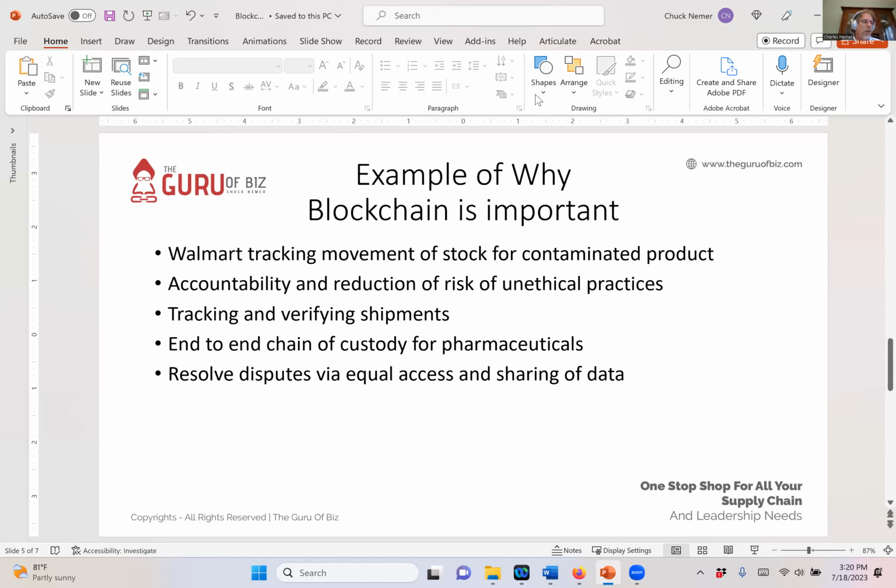So for examples, what you see here in the process is Walmart tracking movement of stock for contaminated product, accountability. Hopefully we can take down the risk if there's unethical or illegal practices, tracking and verifying, especially in pharmaceutical, where we have that proven end-to-end chain of custody, and where there's a dispute about the data, we can resolve that at the same time as well.